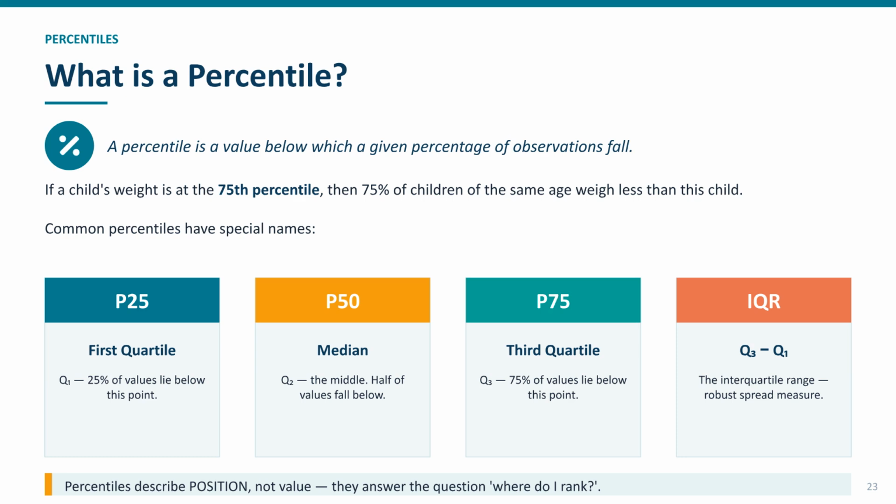They tell you where a specific observation ranks. Common quartiles include the 25th, 50th, and 75th percentiles, which divide the data into manageable segments for easier analysis.